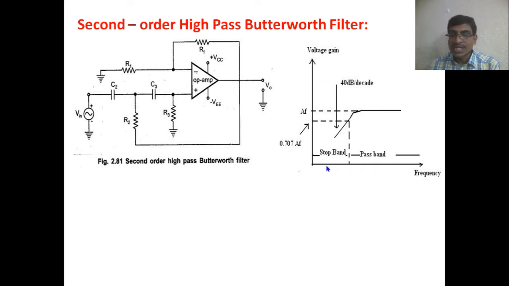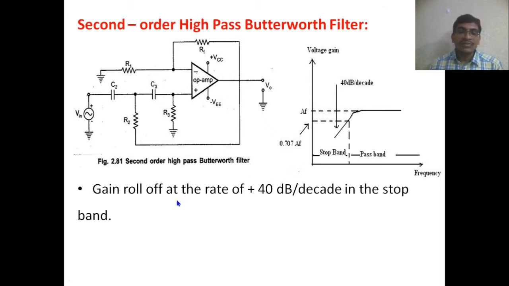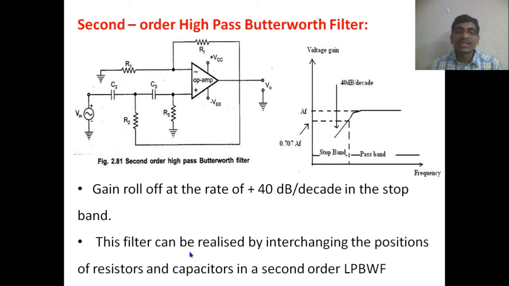And the frequency response curve, if you see, the gain in the stop band is increasing at plus 40 dB per decade, and in the pass band it is equal to the AF, the maximum gain of the amplifier. Gain rolls off at a rate of plus 40 dB per decade in the stop band, and this filter can be realized by interchanging the positions of resistor and capacitor in the second order low pass Butterworth filter. So this high pass filter can be formed by just interchanging R and C components.